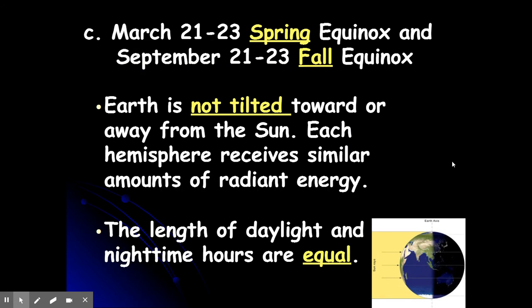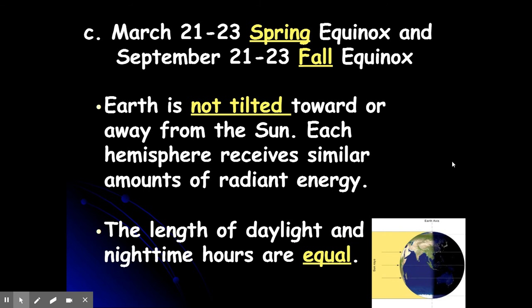So the other 2 days are March 21st through the 23rd, again depending on the year, and September 21st through the 23rd. These are what we call the fall and spring equinoxes. This is when the axis is neither pointed away from nor towards the sun. It is what we call perpendicular to the sun. And so each hemisphere is receiving the same amount of radiant energy, and the length of the daylight and nighttime hours are equal, hence the word equinox.